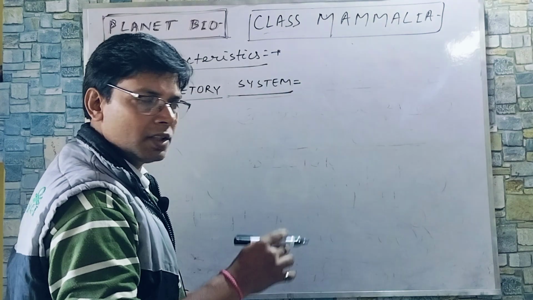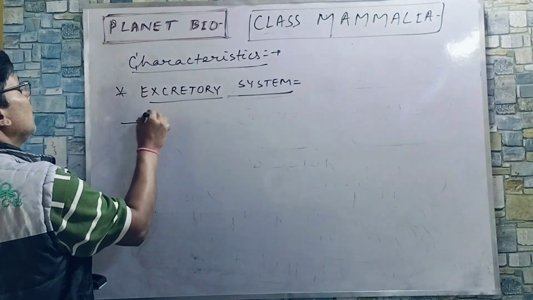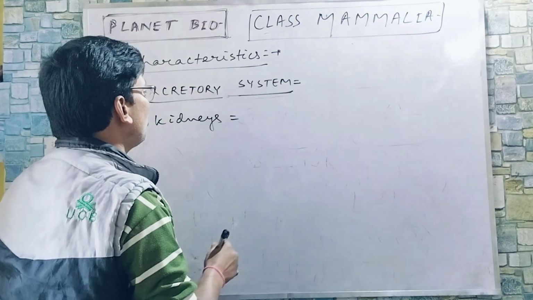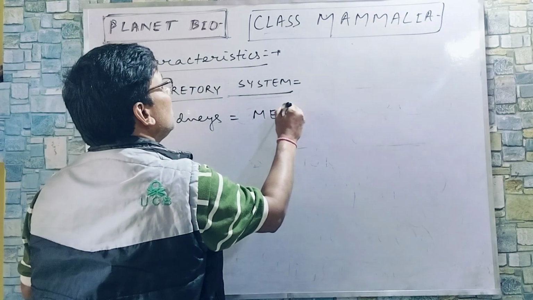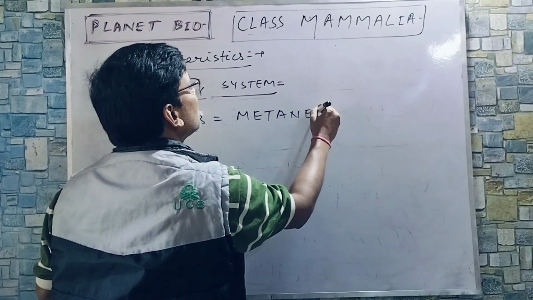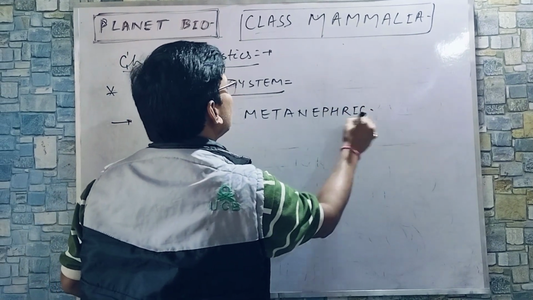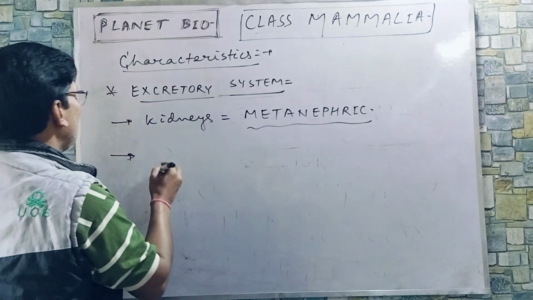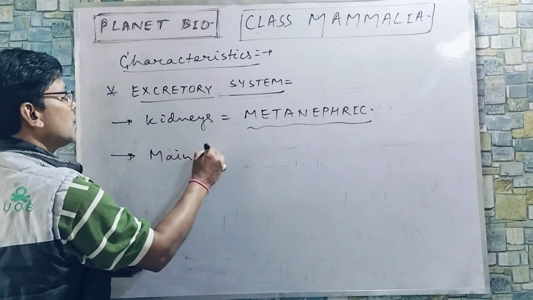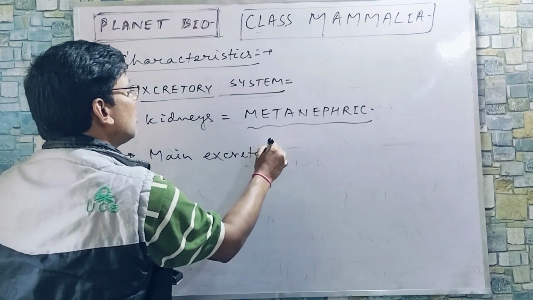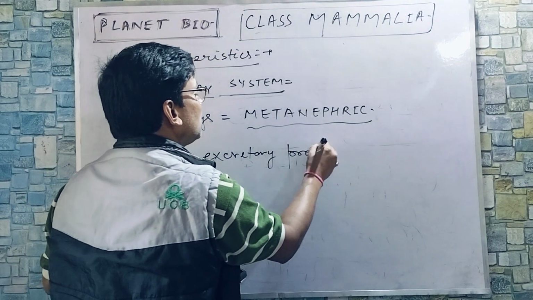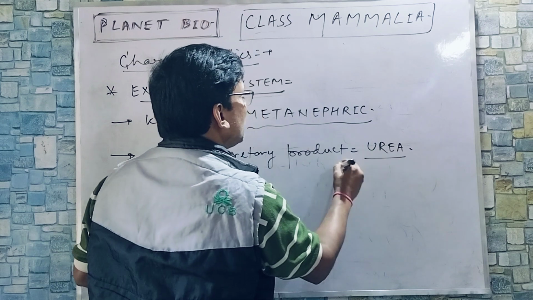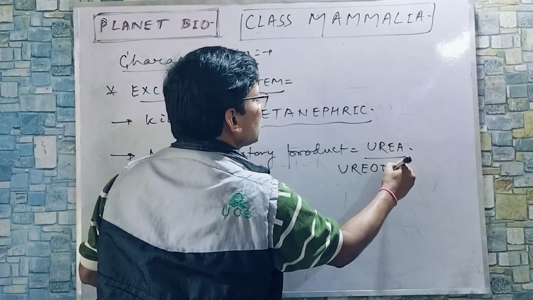Now, the excretory system. Kidneys are the main osmoregulatory and excretory organs, and evolutionarily the best one, metanephric. Then, the main excretory product you can see, the main excretory product is urea. So, they are basically ureotelic, urea excretory.